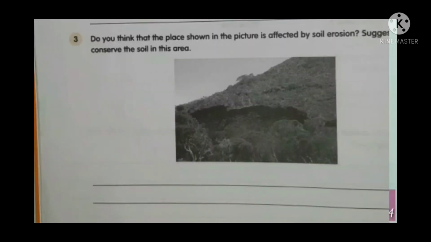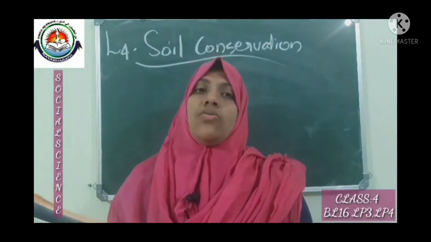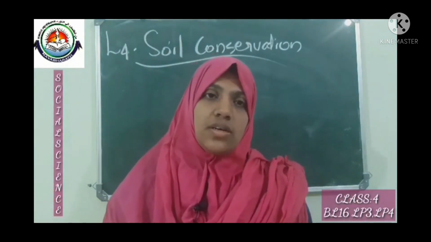Then third one, do you think that the place shown in the picture is affected by soil erosion? Suggest a way to conserve soil in this area. So you have to write yes. Then suggest a way to conserve the soil in this area. So this is a mountain region. We can use which method? Terrace farming here. Terrace farming prevents soil erosion in the mountain. That you have to write.